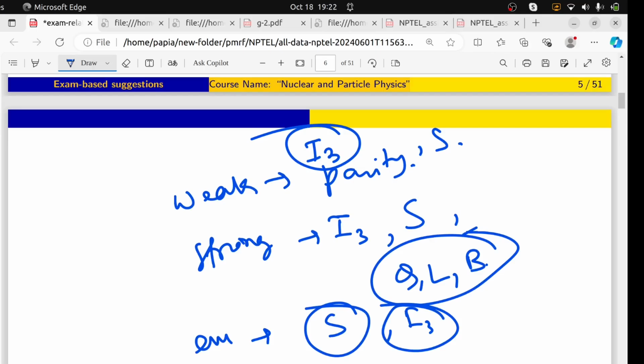one strange particle is there, strange particle meaning its strangeness number is non-zero. If a strange particle is present and the strangeness quantum number is conserved on both the left hand side and right hand side, in 90% of cases that is governed by strong interaction only. Obviously there are some exceptions, but most probably it is governed by strong interaction.